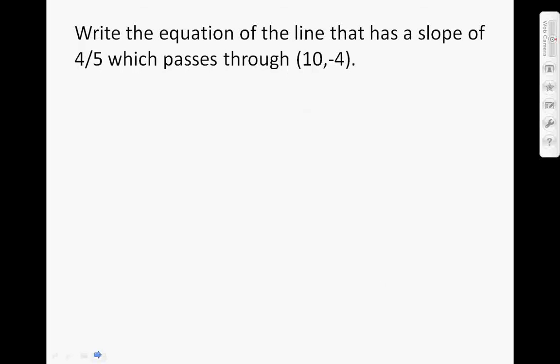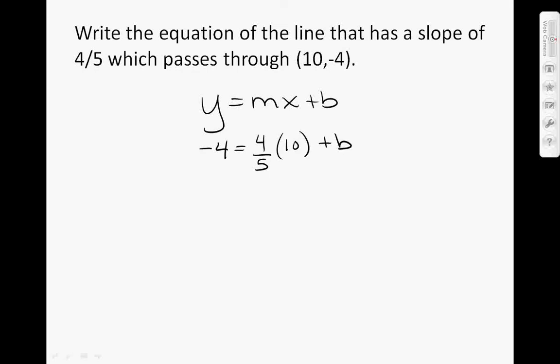All right, let's try it again. Write the equation of the line that has a slope of 4/5, and it passes through the point (10, -4). So again, the point we're given is not the y-intercept. We have to find it. So using y equals mx plus b, I'm going to find the y-intercept. I'll replace y with negative 4. I'll replace m with 4/5. I'll replace x with 10. And then I leave b as a variable because that's the variable I want to look for.